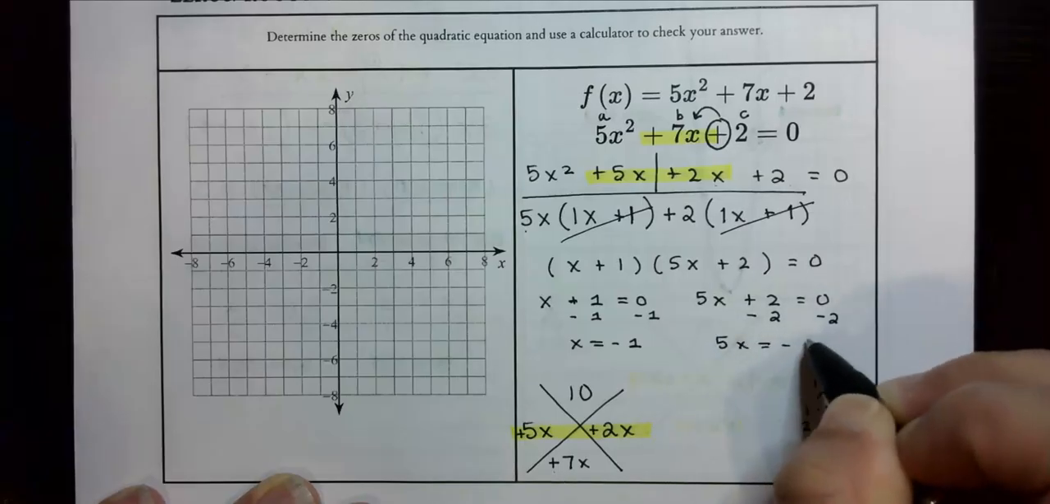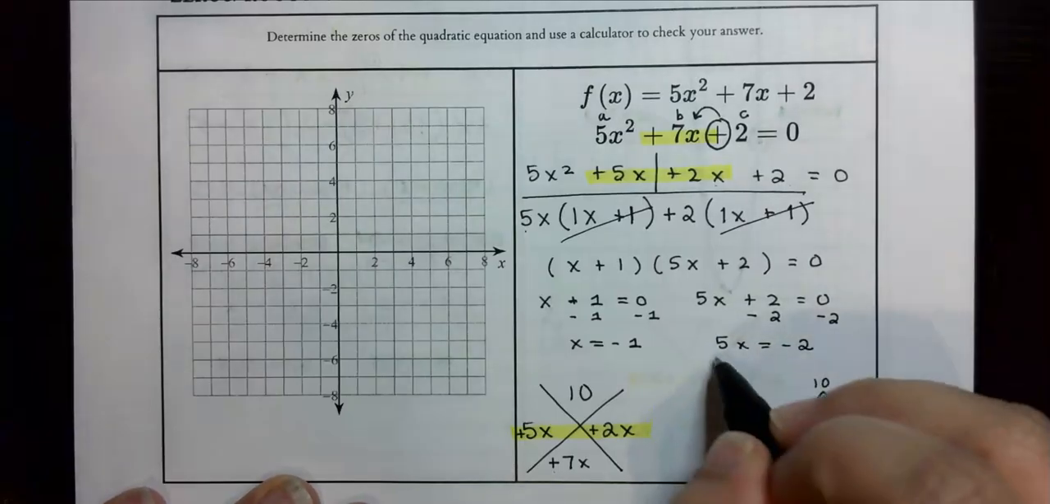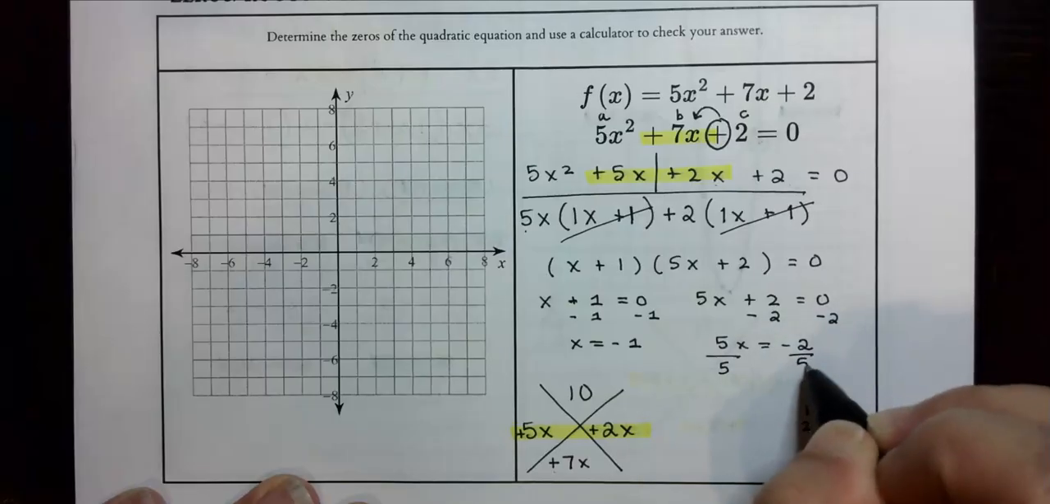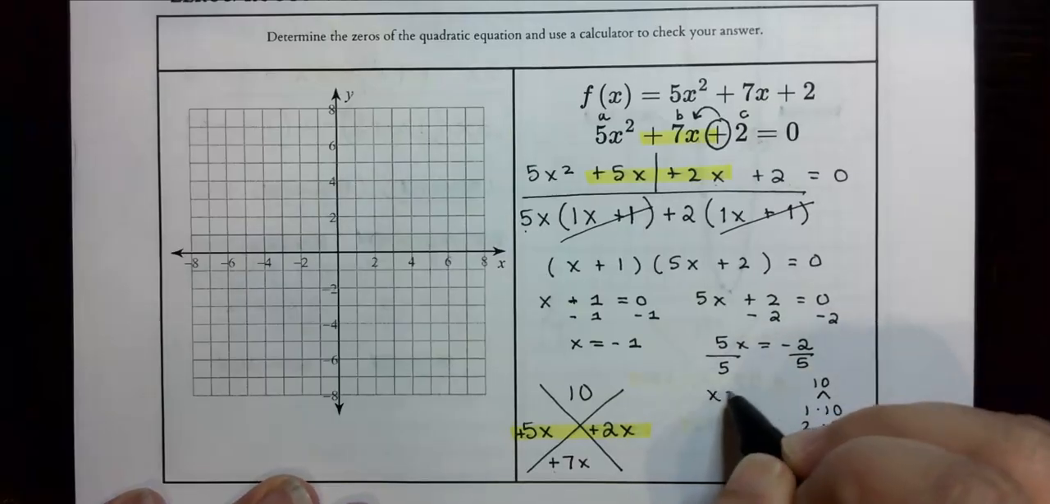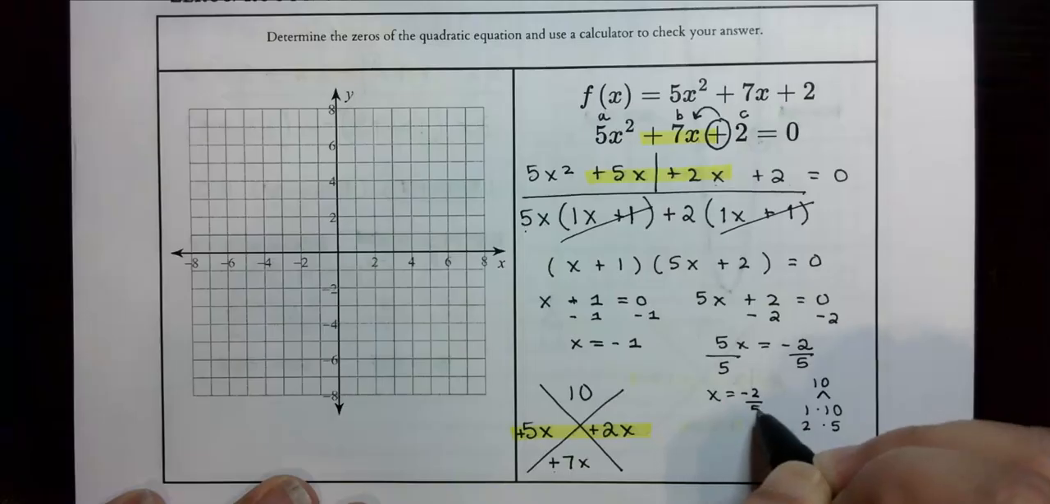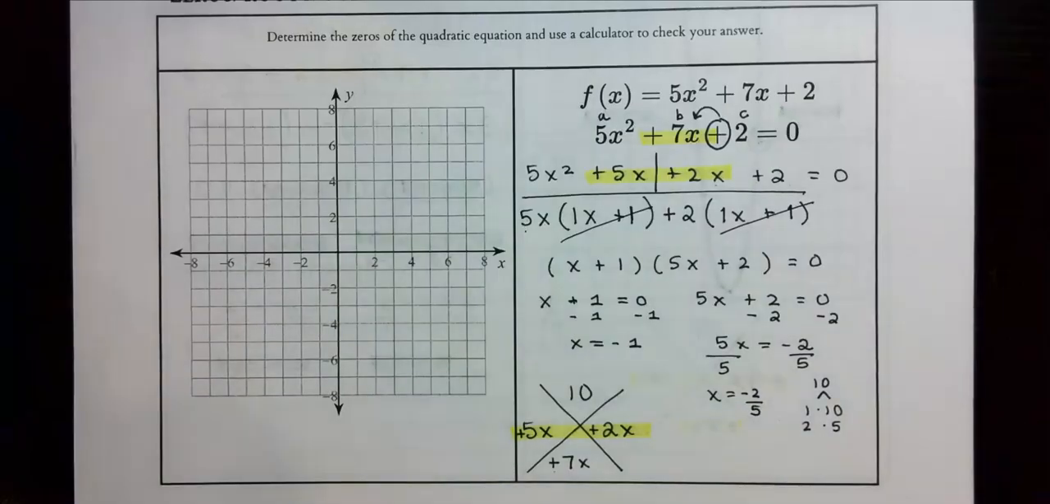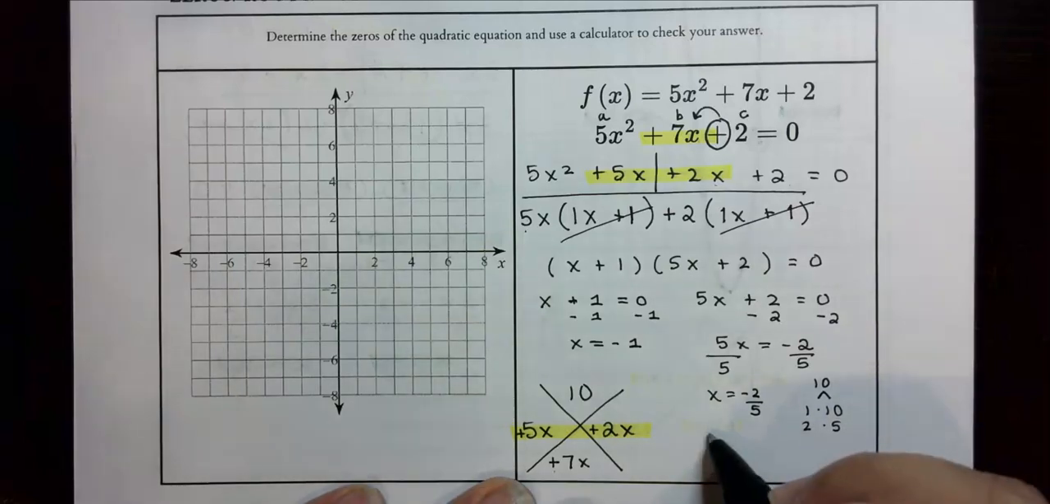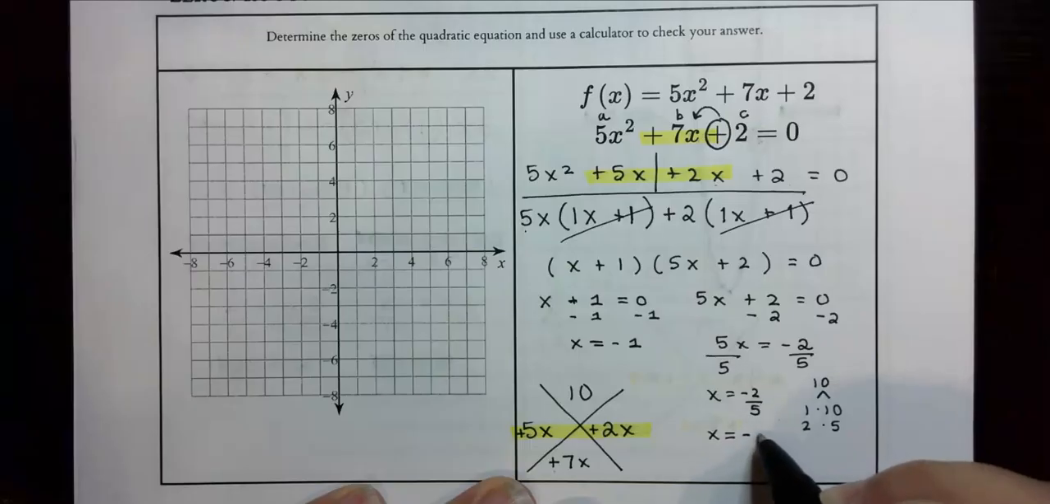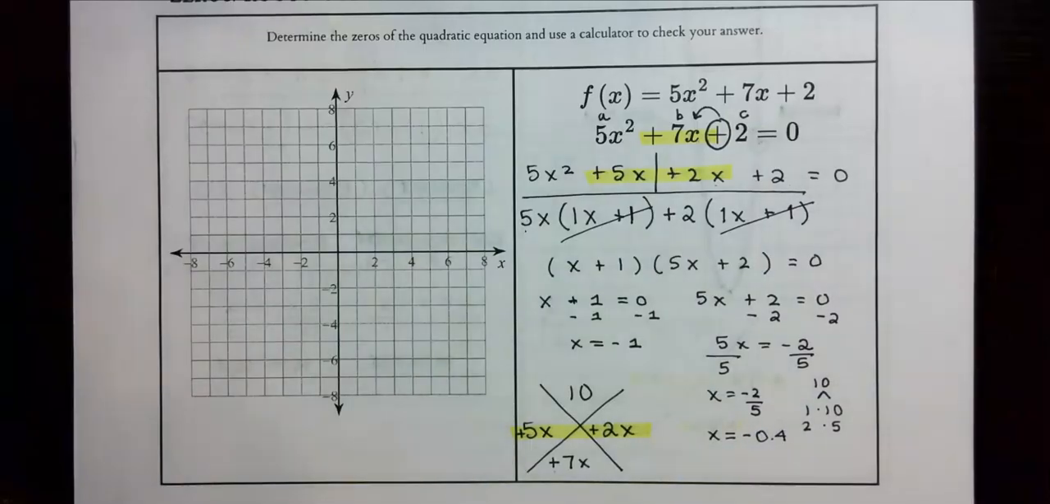and we get 5x equals negative 2, divide by 5, and so we get x is equal to negative 2 over 5. Now, if you don't know how to graph a fraction, you're more than welcome to take this negative 2, divide it by 5, and find that your x-intercept is going to be a negative 0.4.